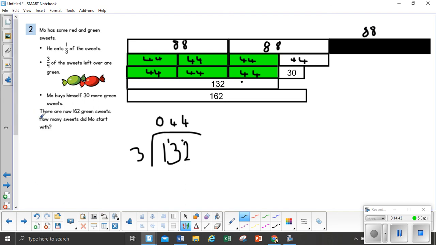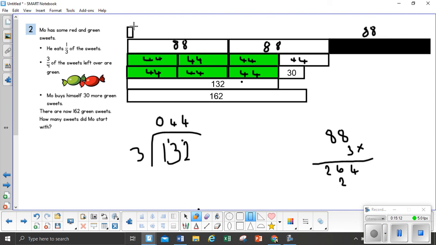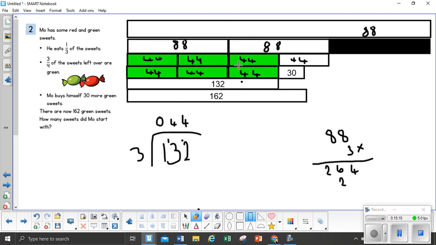It then says how many sweets did Mo start off with? So we're going to do 88 times by 3. So 3 times 8, you've got 8, 16, 24. 3 times 8 again is 24, but now you need to add the 2, so you've got 26. So how many sweets did Mo start off with? Well, the whole bar up here is worth 264. And that is your final answer.